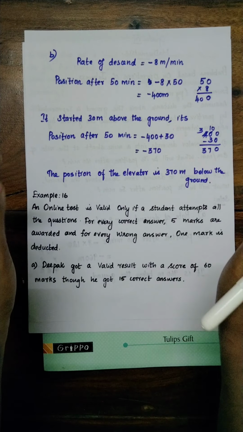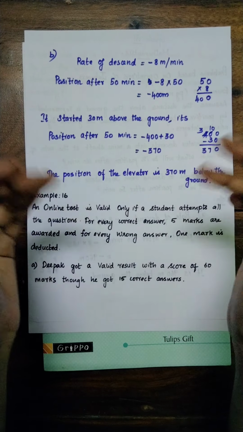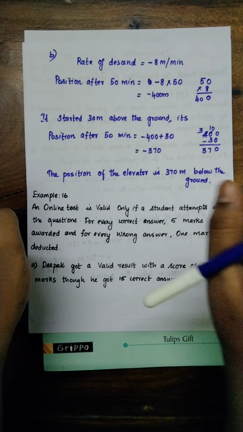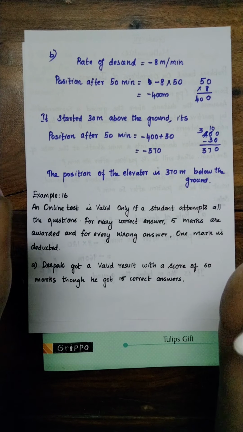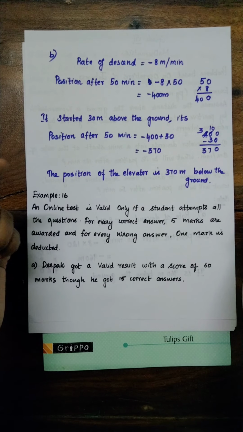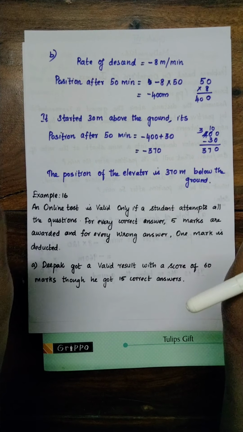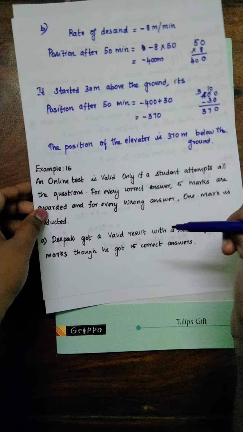Okay, this is the question. They are giving 5 marks for every correct answer, and for every wrong answer, they are reducing 1 mark. Do you all understand this question? The main thing is, for every correct answer, 5 marks, and for every wrong answer, minus 1 mark. Keep it in mind. Okay, so our first question is, Deepak got a valid result.